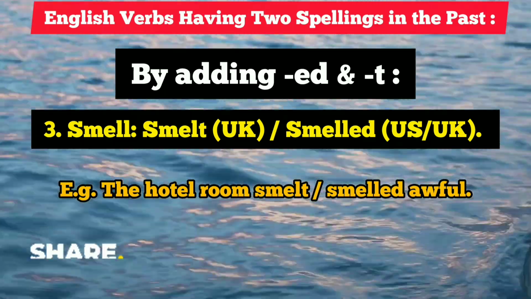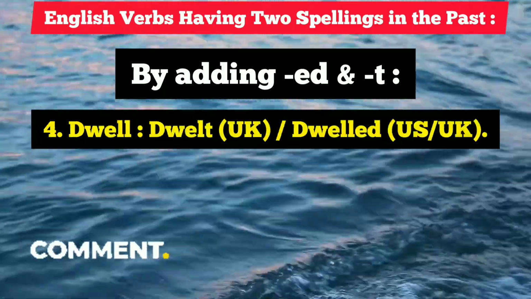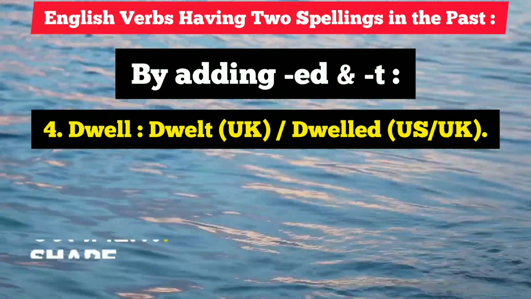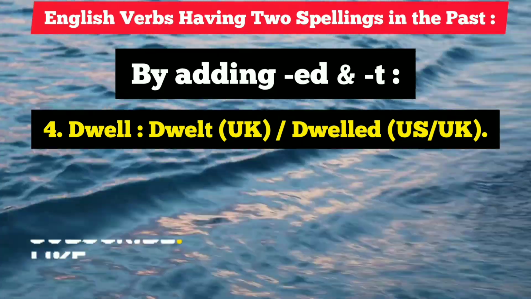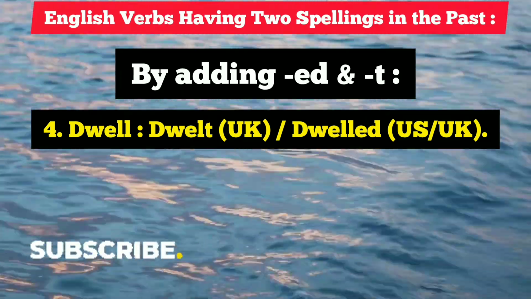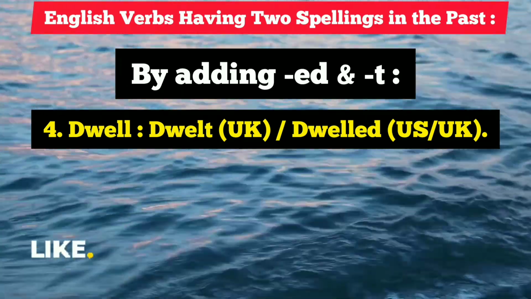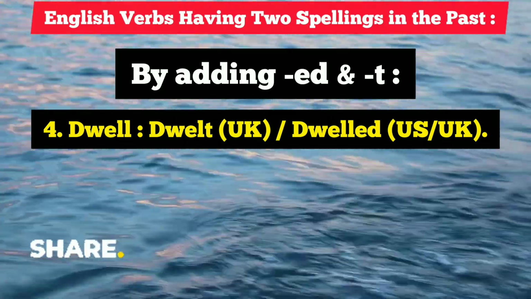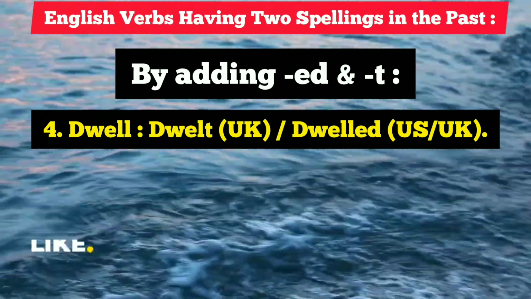Up next, we will dive into the fourth word, that is dwell. So let me repeat once again, dwell. Dwell means to live in a place, so that is called dwell. So we can use the past dwelt, that is common in British English. We are adding t. You can also use dwelled. This is acceptable both in British and American English.